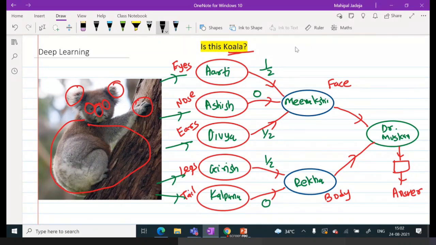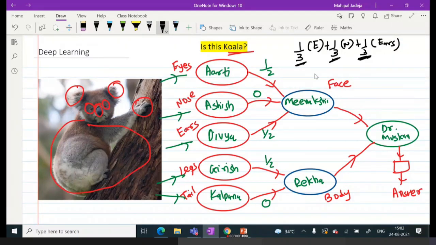So how will she do it initially? Initially she is going to give the same importance to all three features. So 1 by 3 into eyes, let's say, plus 1 by 3 into nose, plus 1 by 3 into ears. So this is her initial equation for giving a decision to Dr. Muskan. So let's substitute values. These are nothing but the importance or weights given by Meenakshi. So she is giving equal importance to eyes, nose, and ears initially.